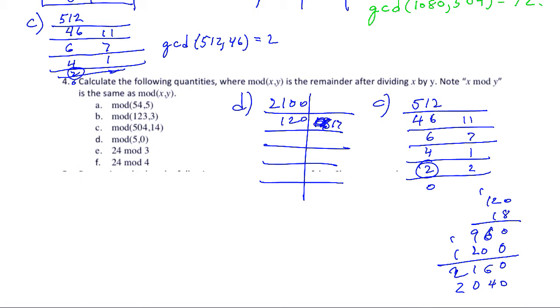Doesn't matter what the quotients are, so long as we get the remainder correct. 17 times is 2040, so it leaves a remainder of 60. 60 goes into 120 twice, and so 60 is my GCD. Okay, there's number 3. Hope that helps.